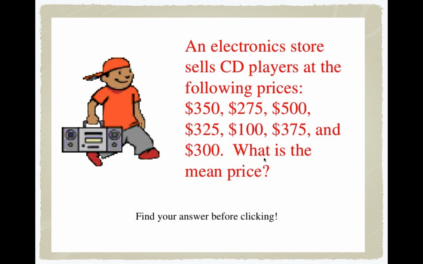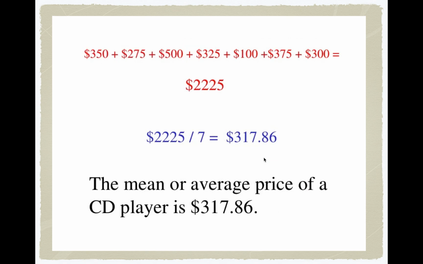What we need to do is, so let's have a look. What we do is add all of them. Okay, we get 2,225 and then divide it. So the average CD player, if you want to think how much money you would need for an average one, is 317.86. Okay, so this is the average.